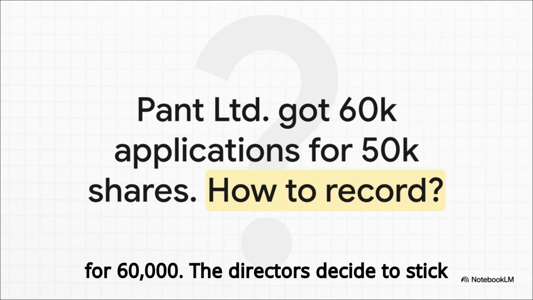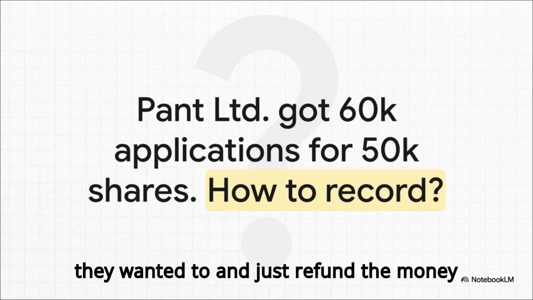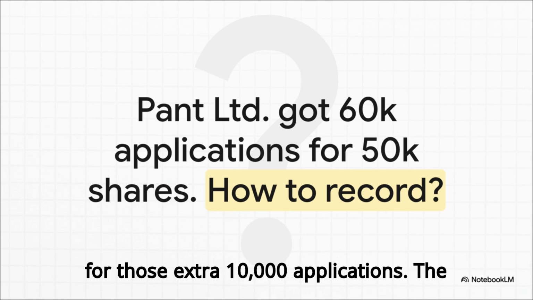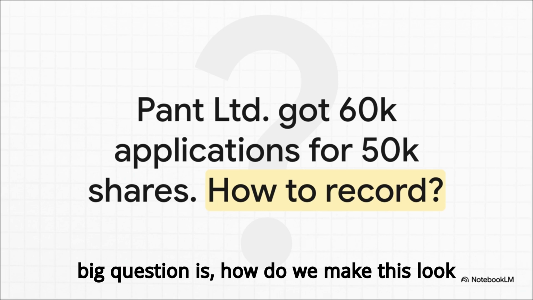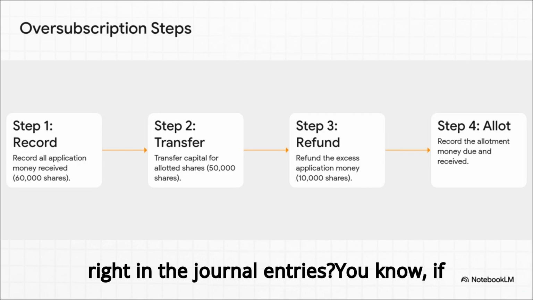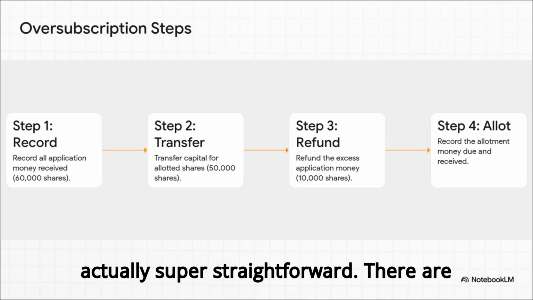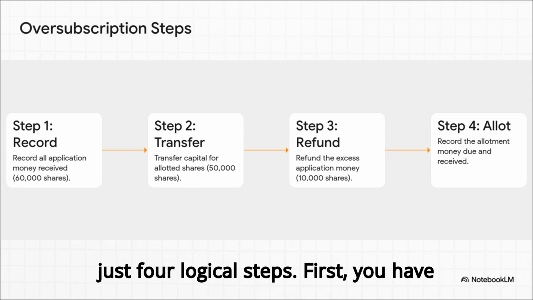The directors decide to stick to the plan. They'll allot the 50,000 they wanted to and just refund the money for those extra 10,000 applications. The big question is, how do we make this look right in the journal entries? If you break it down, the process is actually super straightforward. There are just 4 logical steps.